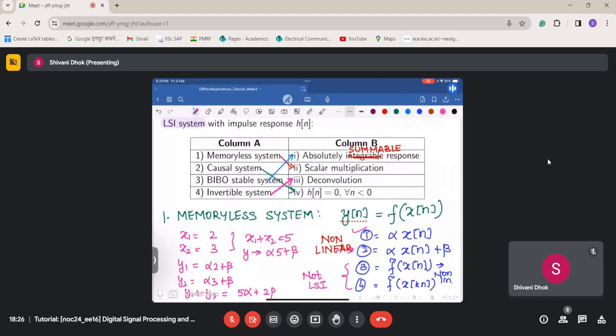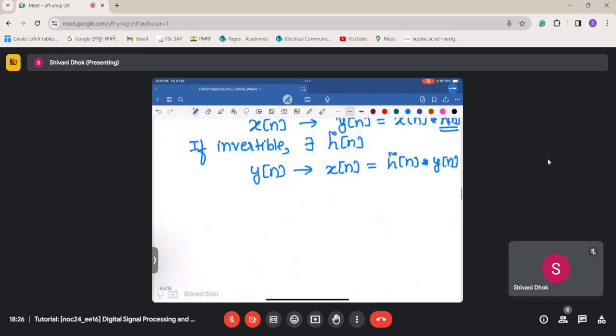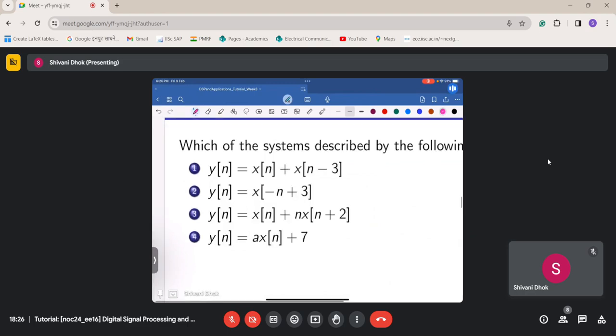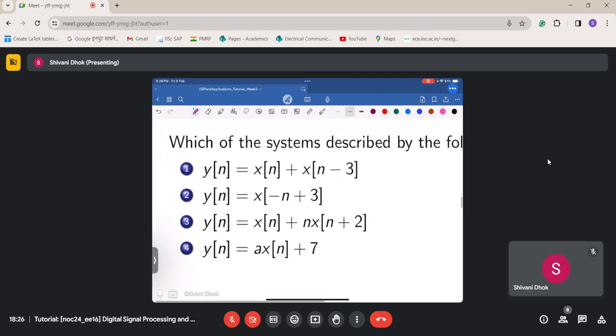Any questions? Okay. If there are no questions, then let's move on to the next question today. So this is question 2 that I planned to cover. It says which of the systems described by the following equations are causal. So we need to check for causality.